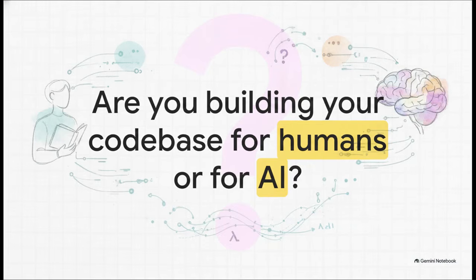So, I want to leave you with a question as you look at your own enterprise architecture. With the inevitable rise of AI coding agents, are you optimizing your code base for the median human developer, or are you preparing it for the AI that's going to be reading it tomorrow? It's definitely something to think about.